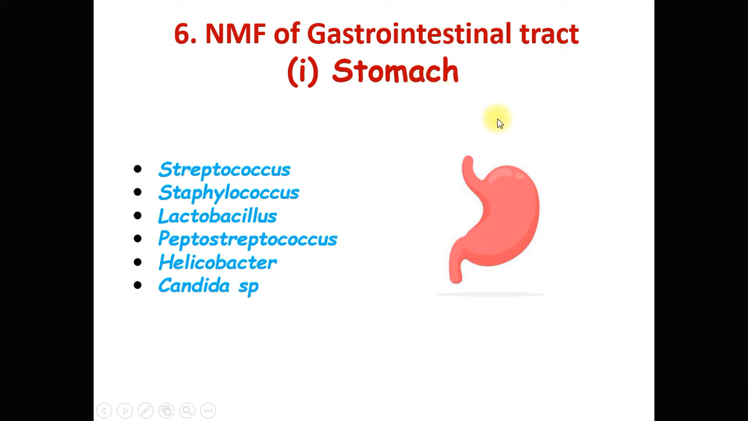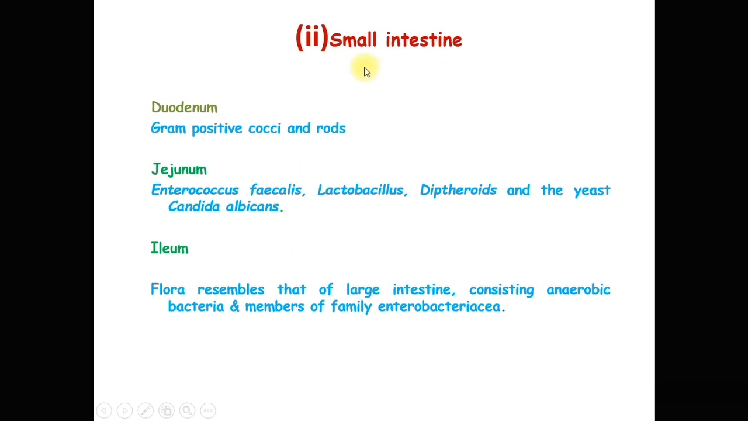The first one is the stomach. The stomach has gastric HCl, because of which very sparse flora is present. The flora which is present is acid tolerant. Streptococcus, Staphylococcus, Lactobacillus, Helicobacter and Candida can be present in the stomach, as they can tolerate the gastric HCl. The second part of the gastrointestinal tract is the small intestine, which is divided into the duodenum, jejunum and ileum.